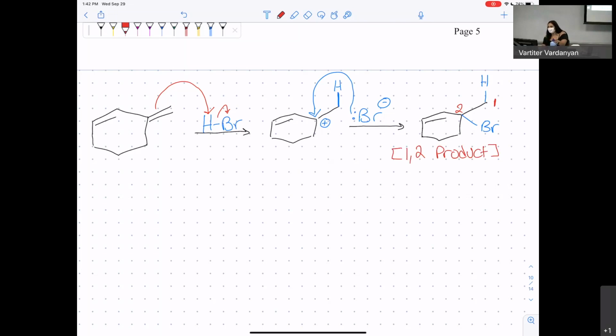And I can repeat that one more time. So since the hydrogen and the bromine were added in relation 1,2 to one another, aka adjacent, this is going to be called the 1,2 product. Yes, exactly. So HBr is the electrophile. This guy is the nucleophile. It just gets attacked.